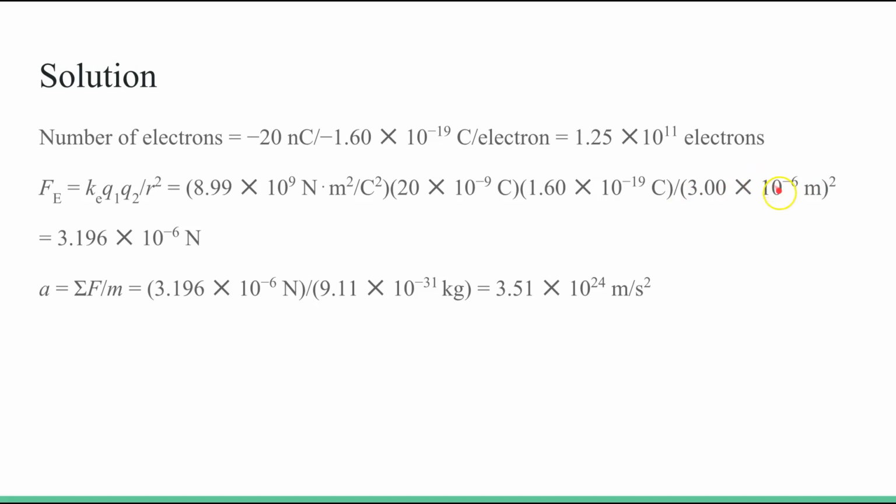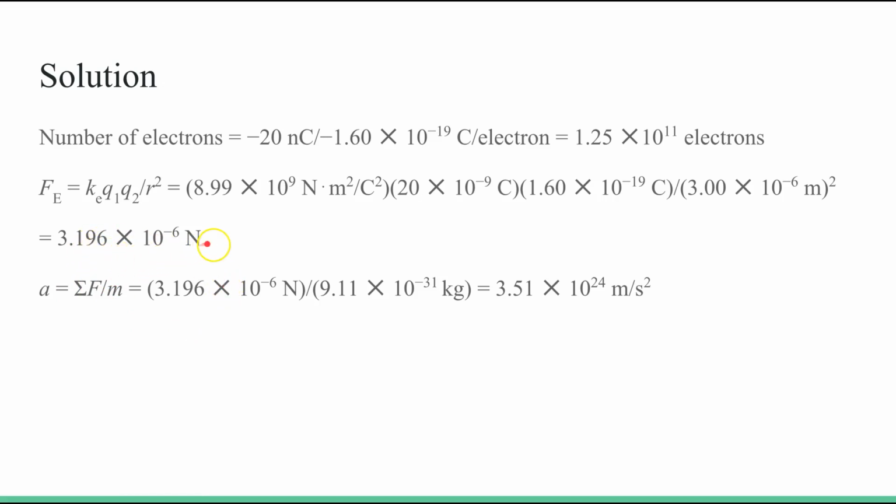So 3 times 10 to negative 6 meters squared. And you get about 3.196 times 10 to negative 6 newtons. But that's only the force. If you want to find the acceleration, you should just use Newton's second law. The acceleration equals net force over mass. So we already found the net force over here.